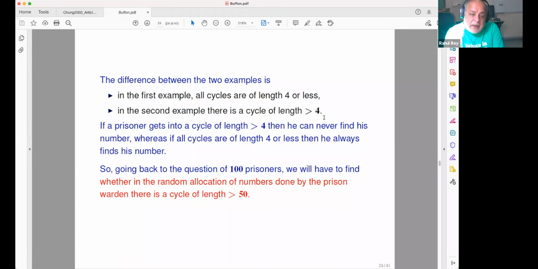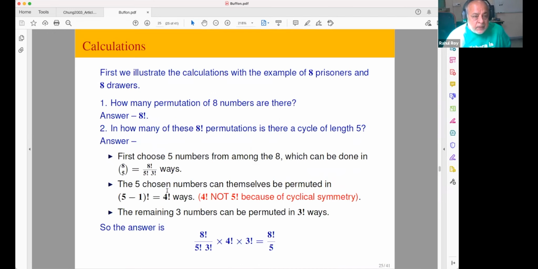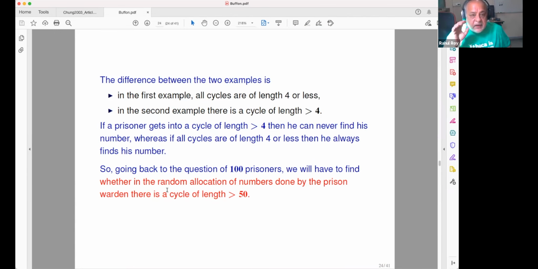So then, going back to the question of 100 prisoners, a similar argument will now tell me that we'll have to find whether in the random allocation of the numbers done by the prison warden, there's a cycle of length 50 or more. So I will stop now at this lecture. I want you to think about this before you start the next lecture, where I will give you a solution and say why the probability is significantly large.